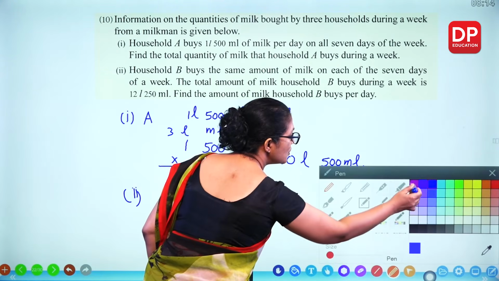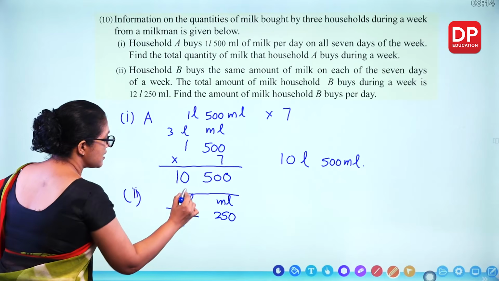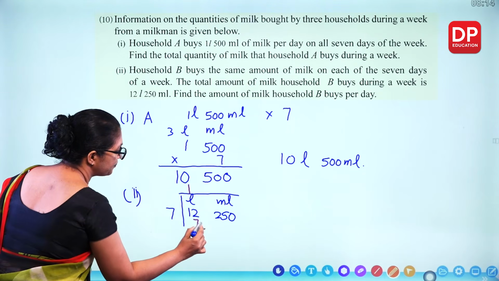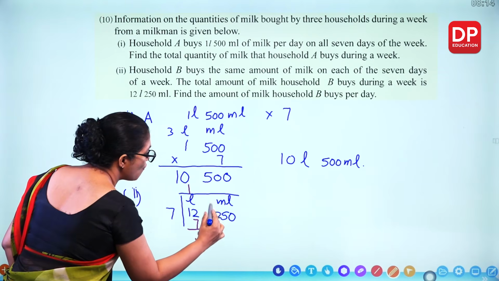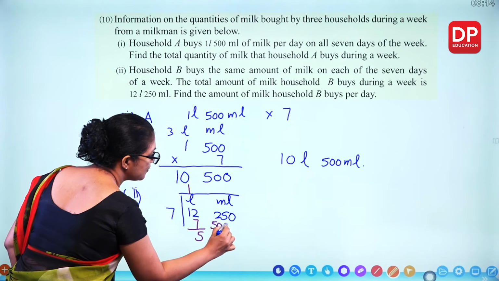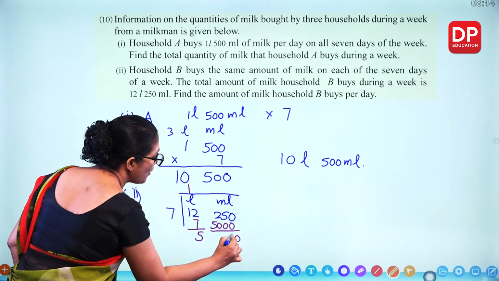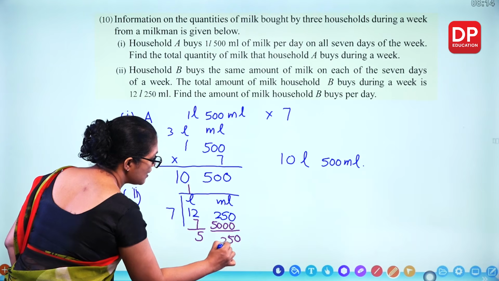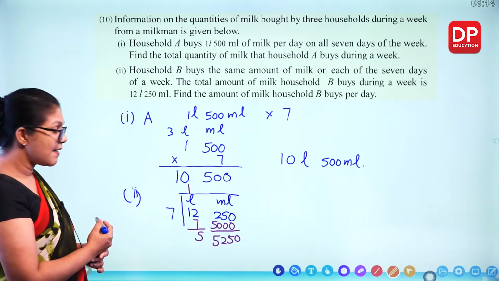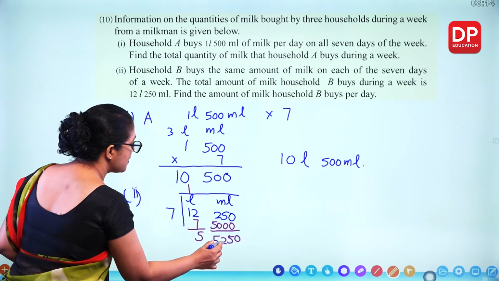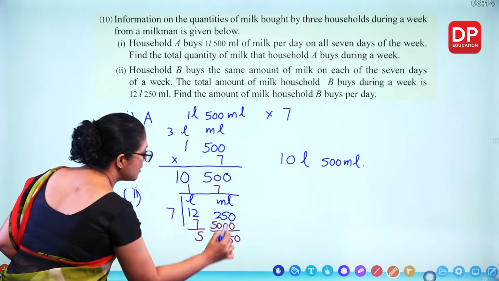7 times 1, 7. 5 remaining. 5 liters means 5000 milliliters. So when you add 5000 there, you get 5250. Now we divide by 7. 7 times 7, 49.